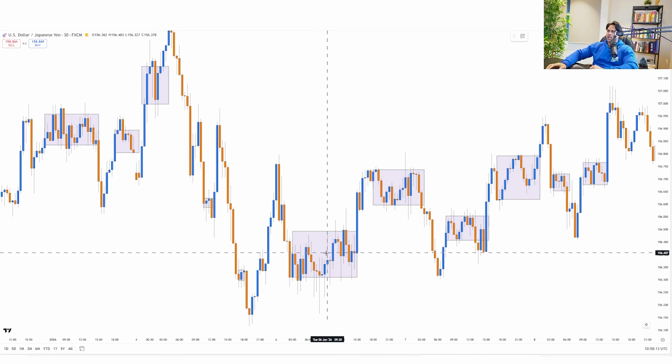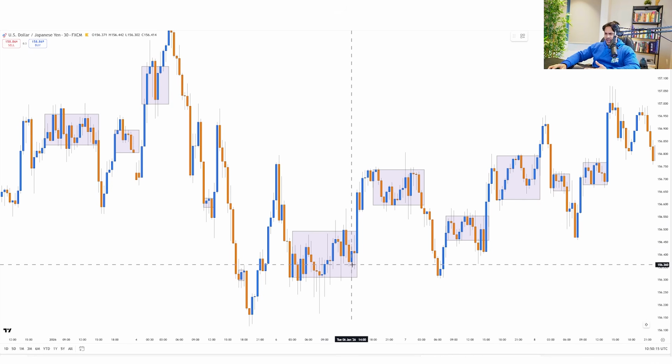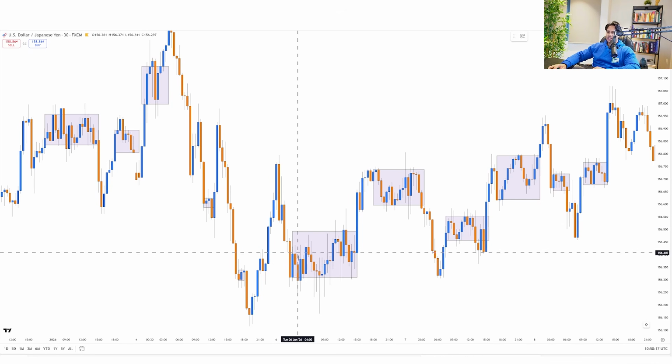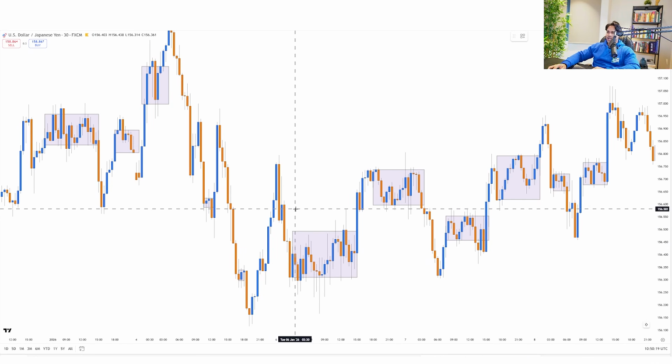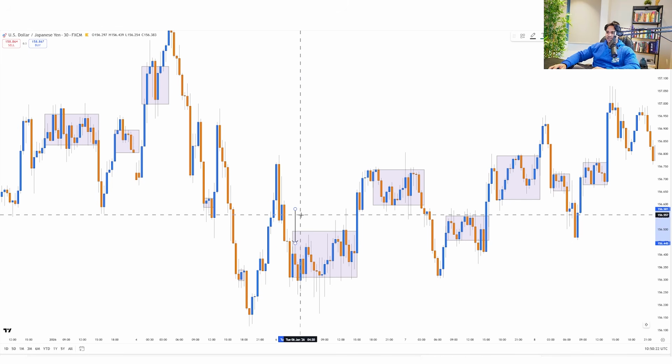Now, will there be times where you take a trade inside of a range? Well, yeah. I mean, if a range is initially forming and you cannot see that the range has formed yet, then in theory, you're going to be looking to trade it.